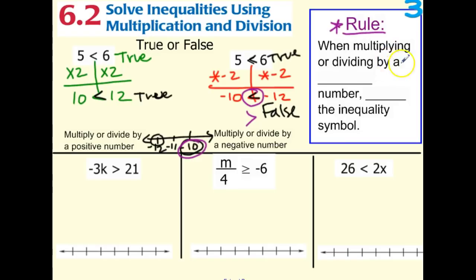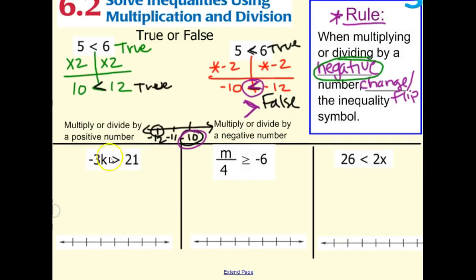When multiplying or dividing by a negative number, you have to flip, or you can write change, either one. Change, or you can write flip the inequality symbol. Whatever is going to get you to remember that this needs to move or be the other direction. Only when you multiply or divide by a negative number.